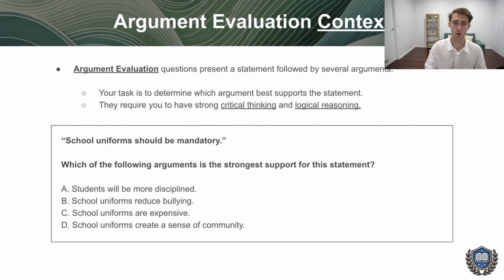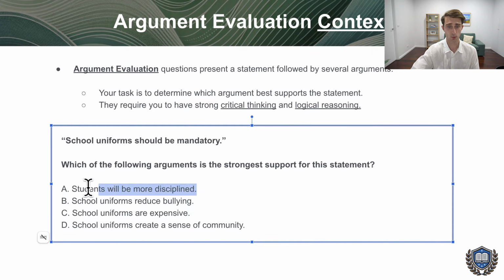So this question here says, school uniforms should be mandatory. Which of the following arguments is a stronger support for the statement? Now, you might be able to get the answer to this one right away. You may not. This one's not too difficult. In this case, it says school uniforms should be mandatory. What's the best support for this statement? Is it that students will be more disciplined? Is it that school uniforms will reduce bullying? Is it that school uniforms are expensive? Or is it that they create a sense of community?